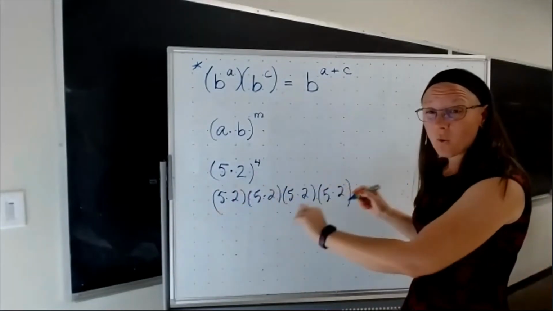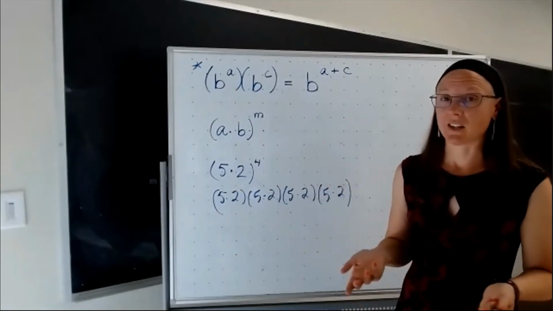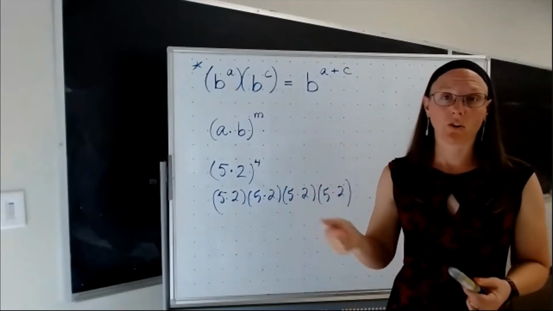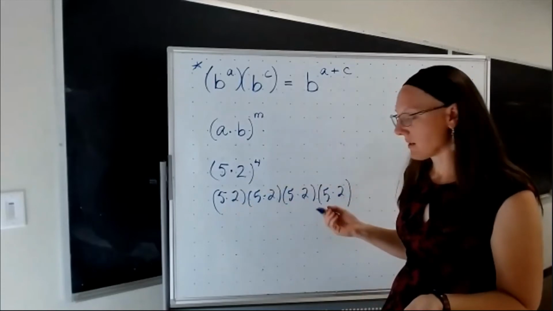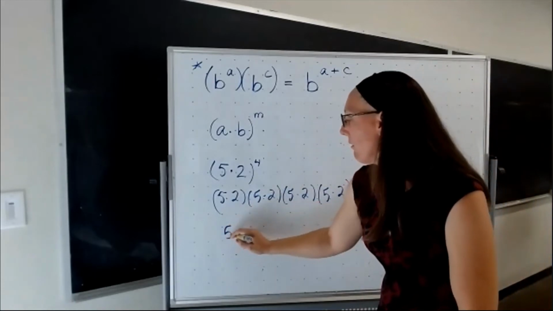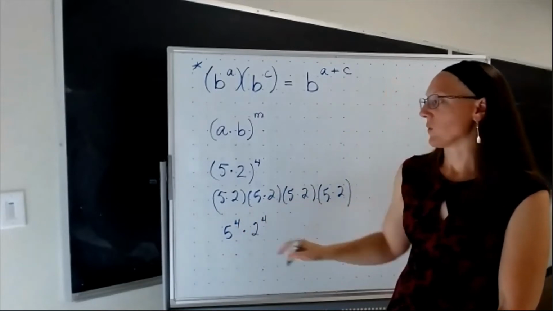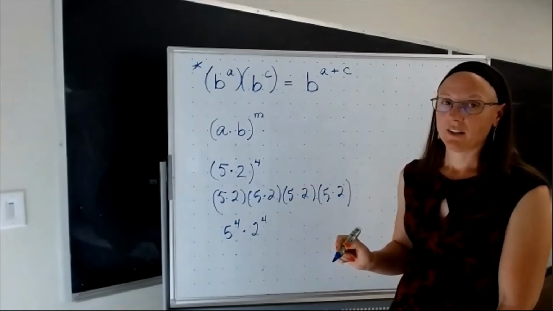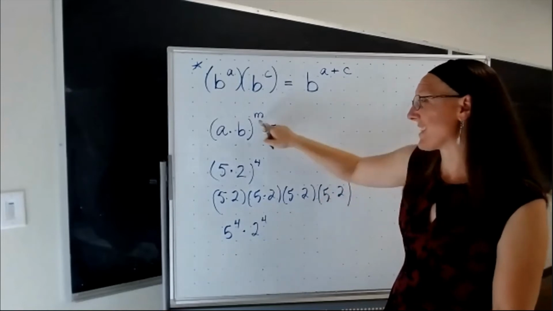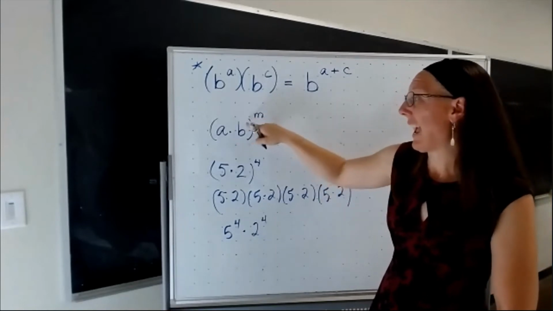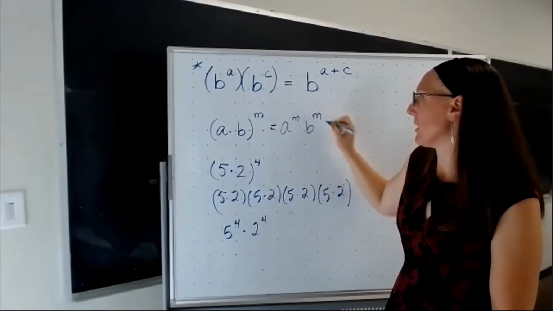So if I rearrange those, because everything is multiplication and multiplication of numbers is commutative, meaning you can change the order that you do the multiplication in, I can regroup these so that I've got 4 of those 5s together and 4 of those 2s together, which means that our distributive property is essentially that we can distribute that exponent in. So this would look like a to the m times b to the m.